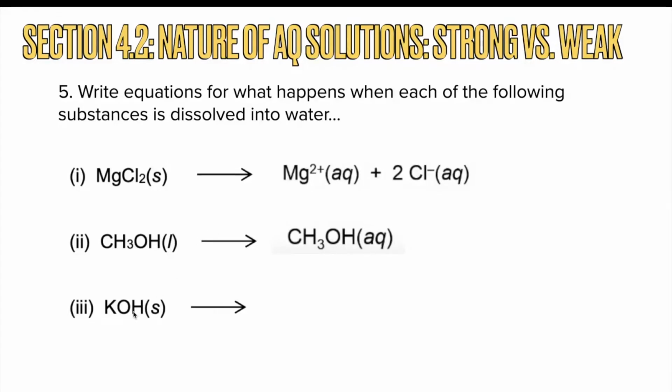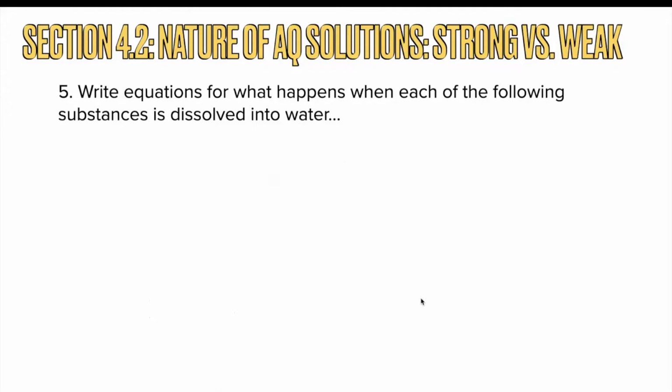We have KOH, okay, we have potassium hydroxide. That would break apart into a potassium cation and a hydroxide anion. And so again, breaking apart, this is an ionic compound. It should break apart into charged particles like that.